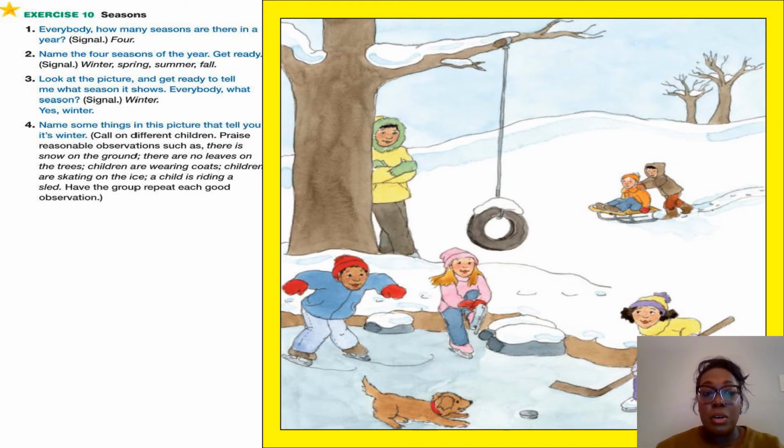Look at our picture. Get ready to tell me what season it shows. Everyone, what season? Yes, winter. Think big. Look at the picture. Name some things in this picture that tell you it's winter.